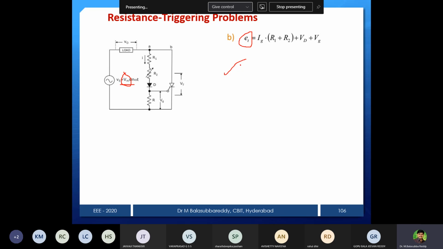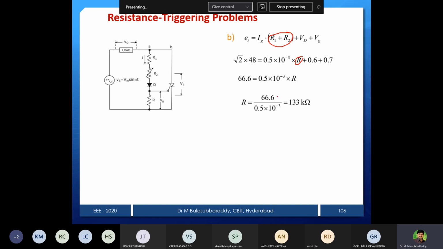So you just substitute root 2 into Vs, 48 is given, into sin omega t into sin 90 degrees. Sin 90 is 1. So you will get the equation. Now you can see that root 2 into 48, Ig is given, R is unknown. In the previous case alpha omega t was unknown. In this case R1 plus R2 is unknown, Vd is given, Vg is given. We will get what is the R. That's it. So that is the second bit.